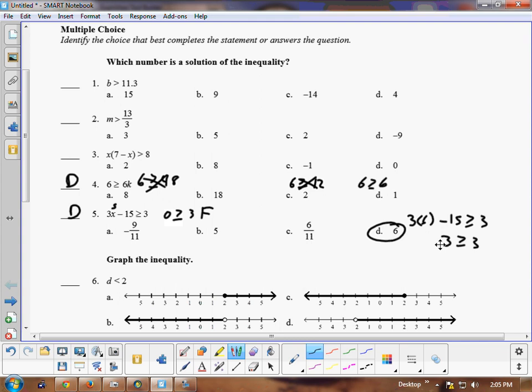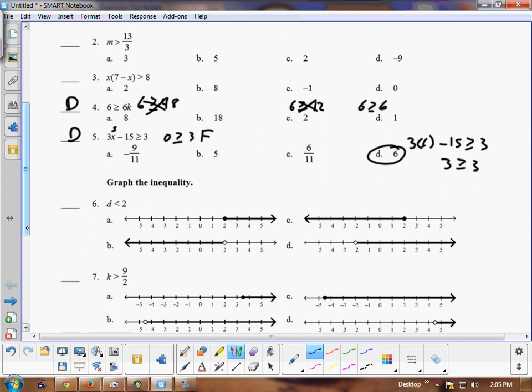Now moving on to number 6, graph. You have to remember that no line underneath is an open circle, so it's either B or D, and it says D is less than 2. So D is over here. That's going to be B.